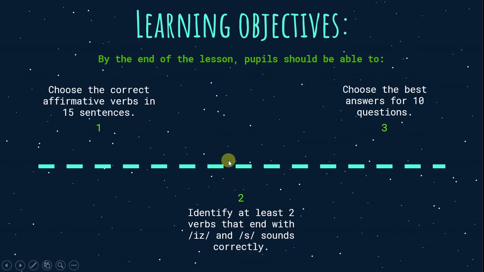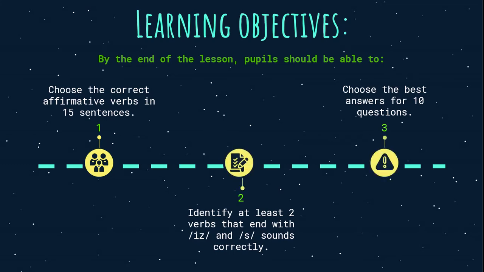Our learning objectives for today: by the end of the lesson, you should be able to: 1. Choose the correct affirmative verbs in 15 sentences. 2. Identify at least 2 verbs that end with es and sound correctly. And 3. Choose the best answers for 10 questions.